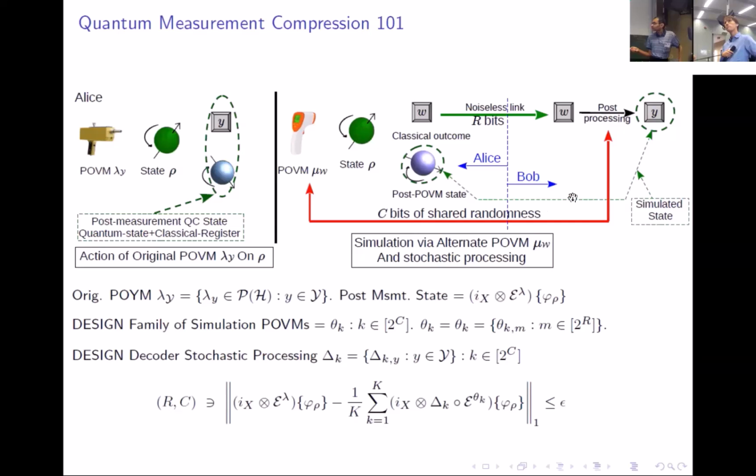Now, you need these extra bits of randomness. These extra bits of randomness will help you mix these different possible outcomes in the right fashion. So that's the formulation here. This is your post-measurement state from the original POVM. You do a bunch of different POVMs and mix the outcomes so that you can get to this. And then the question is, how many outcomes do these give? That's the information rate. That's the information you're getting from the measurement.